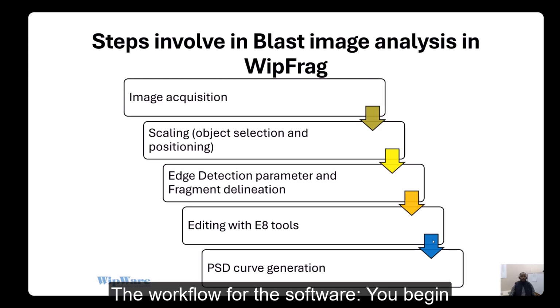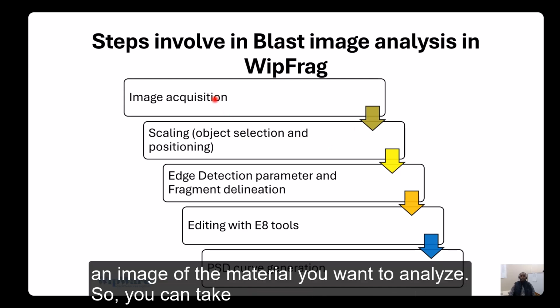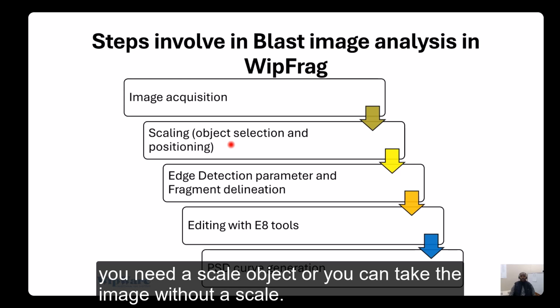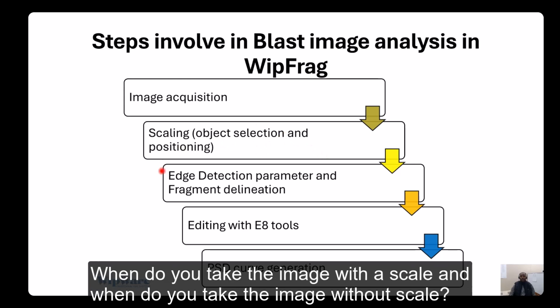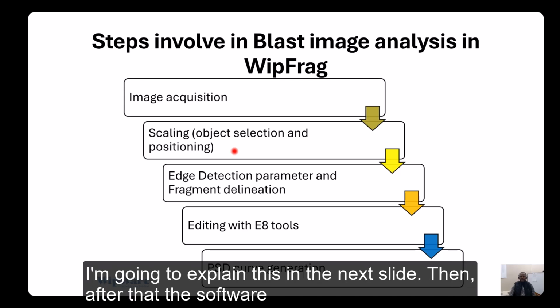The workflow for the software: you begin the usage by taking an image. You need an image of the material you want to analyze. You can take the image in different ways, which I'm going to explain in the next slide. Then you need a scale object, or you can take the image without scale. When do you take the image with scale and when do you take the image without scale? What are the practical approaches to these procedures? I'm going to explain this in the next slide.